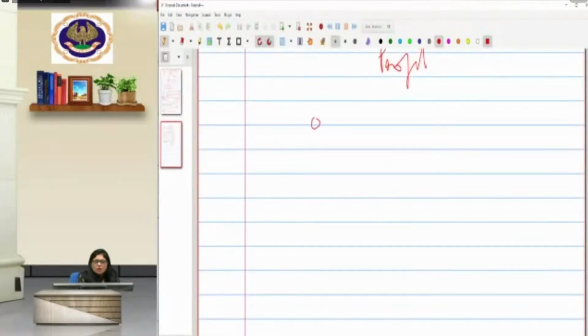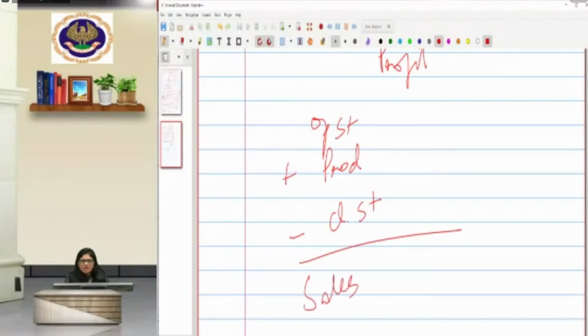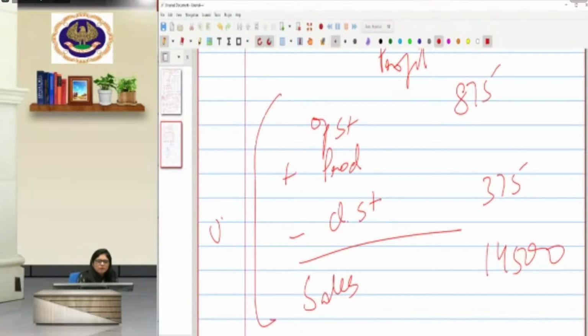See, opening stock plus production minus closing stock will give you the sales. Clear? We have the sales with us, 14,500. We have the closing stock with us, 375. We have the opening stock with us. I'm talking about units. You have to calculate the production, the units you have produced. So the main format is opening stock of finished goods plus production minus closing stock of finished goods. So what is left is the goods sold.